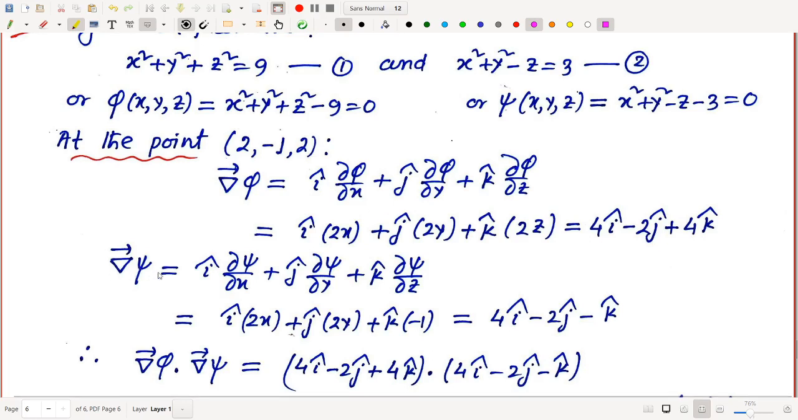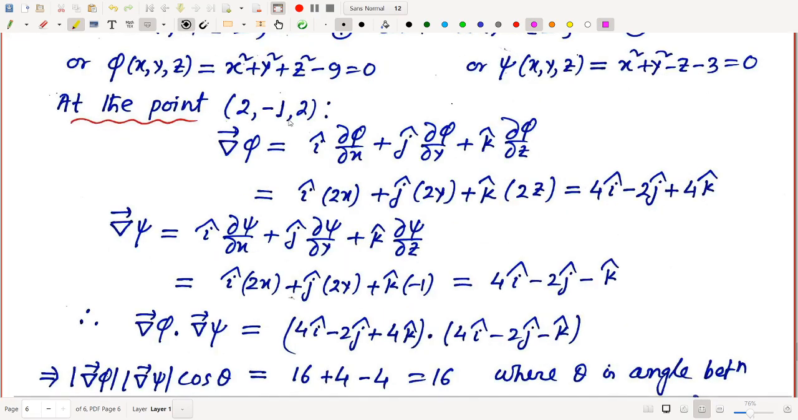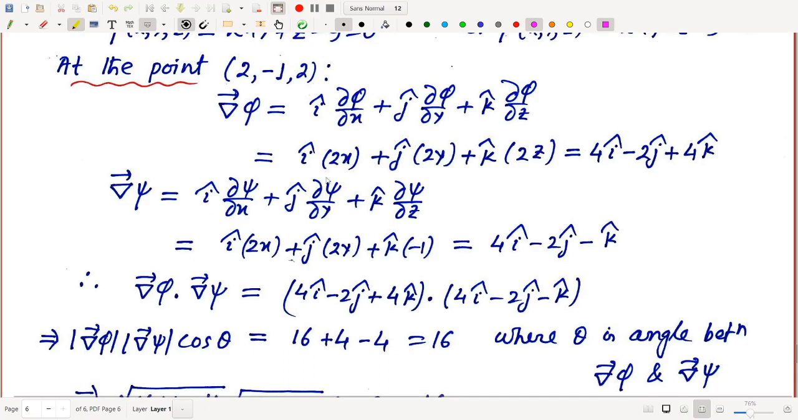Similarly, grad psi or del psi is i cap del psi by del x plus j cap del psi by del y plus k cap del psi by del z by definition. So here del psi by del x is 2x, del psi by del y is 2y, and del psi by del z is minus 1. So then we put (2, -1, 2) for x, y, z. Z is not here, of course. So we get 4i cap minus 2j cap minus k cap. This is grad psi. This grad phi is normal to the surface number 1 and grad psi is normal to the surface number 2.